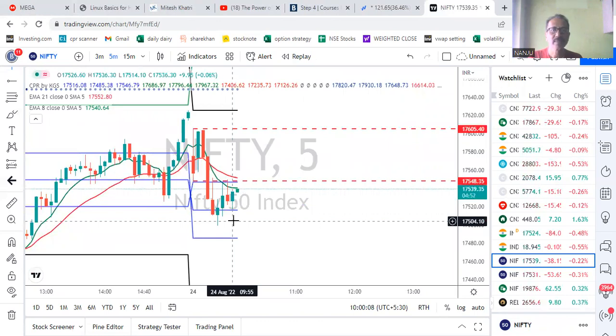Now let me see what is the range of this candle. The high made on this candle is 536 and 514. This is almost close to 20 points, but it is not exactly 20, it is 22 points. So we need to wait for the candle which makes 20 points range.